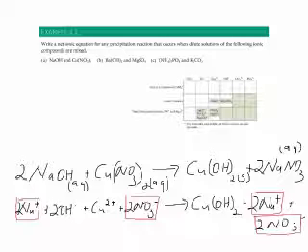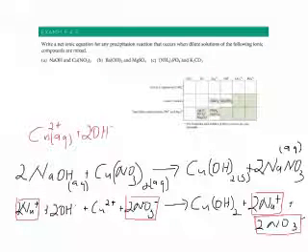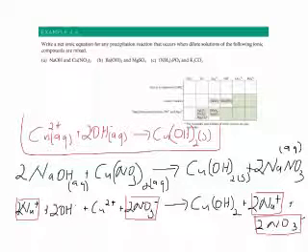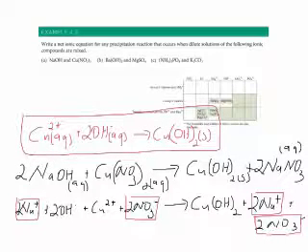So I'm going to write this right up here, what actually happened. I'm going to write it completely. So Cu2 plus aqueous plus 2OH minus aqueous gives Cu(OH)2, taken twice, and that's a solid. And this is referred to as a net ionic equation.